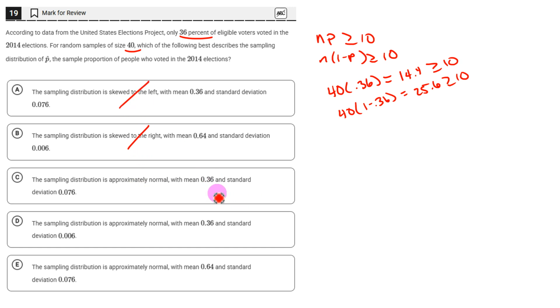We can do these. The mean is going to be 0.36, so we can lose that one. And our standard deviation should be the square root of 0.36 times 1 minus 0.36 over our sample size of 40, and that should come out to 0.076, I believe. That's a 40, not a 90. There you go.